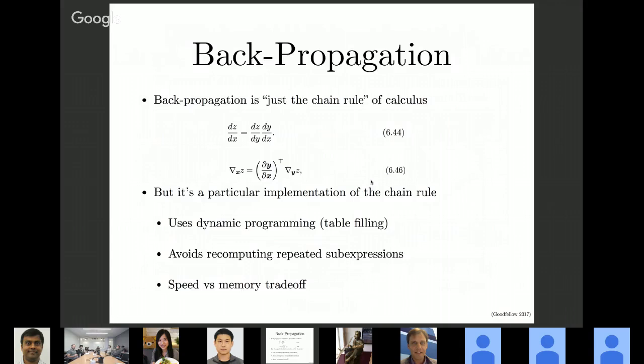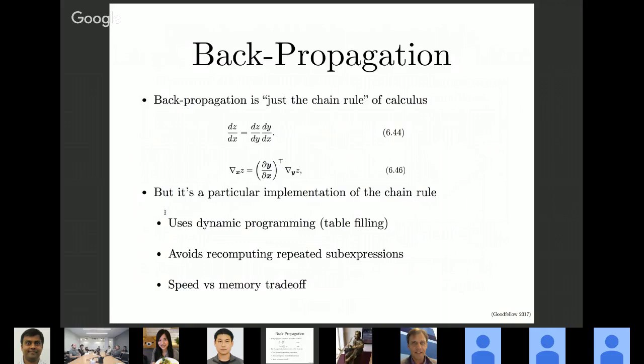some intermediate variables y that were used to compute z, then you just add up all the different dz/dy, dy/dx terms. And I've listed here both the scalar and the vector version of the chain rule. The main thing about the backpropagation algorithm, and the reason that I have the scare quotes here, is that backpropagation is a particular implementation of the chain rule. You want to make sure that you don't waste all your time recomputing the same value over and over and over again. And a naive implementation of the chain rule would do that.